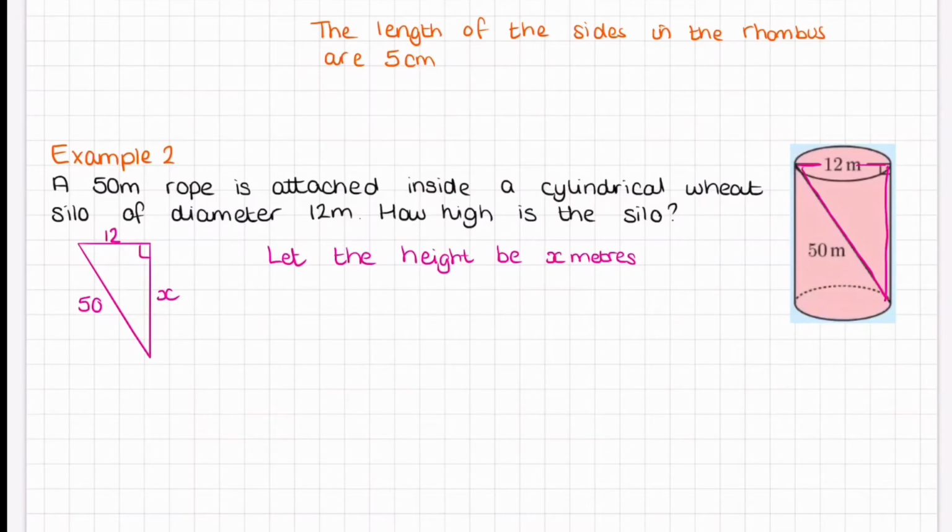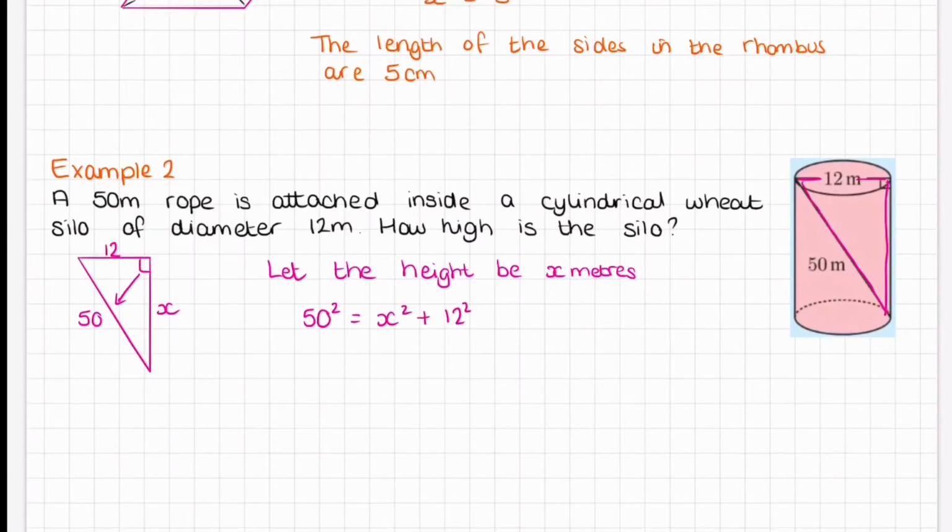Now if we look at here, building our equation, the side opposite the right angle is our hypotenuse, which is our C, so it'd be 50 squared equals x squared plus 12 squared. From here, we can just expand that, so 50 squared is 2,500, 12 squared is 144. If we rearrange this, we're going to get 2,356 equals x squared, and then the x is going to be approximately 48.5 meters.